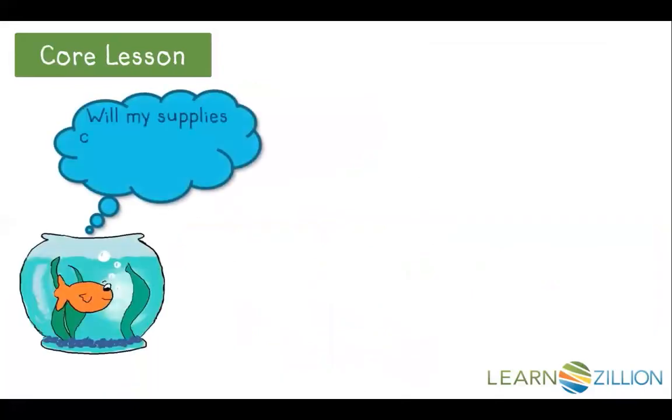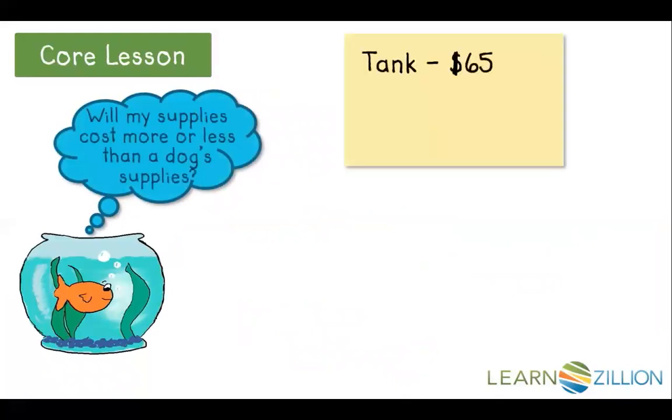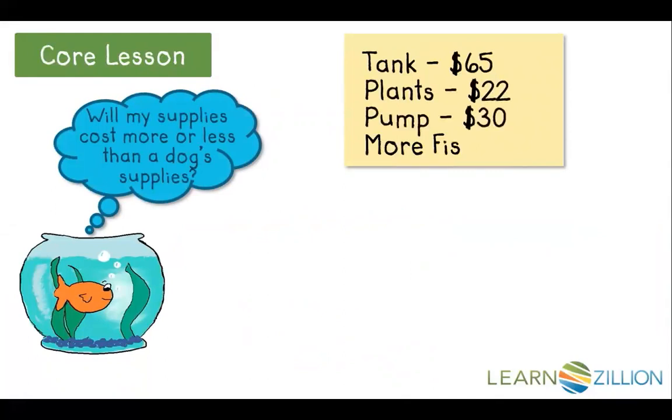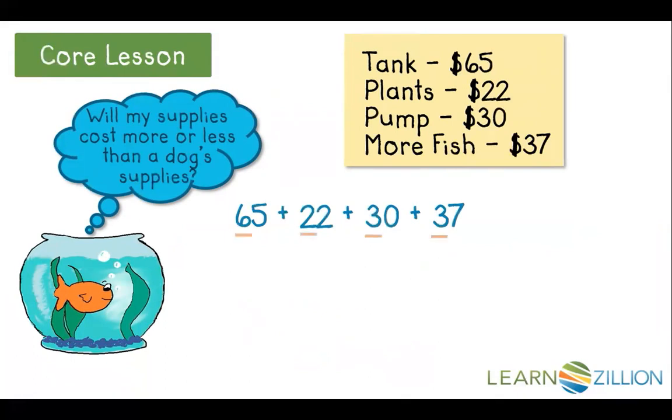Now let's see how much the supplies will cost for a fish. The tank costs $65, the plant is $22, the pump is $30, and adding more fish will cost $37. I will add 65 plus 22 plus 30 plus 37 to get the total cost of the supplies. When I add the tens together, I have 60 plus 20 plus 30 plus 30.